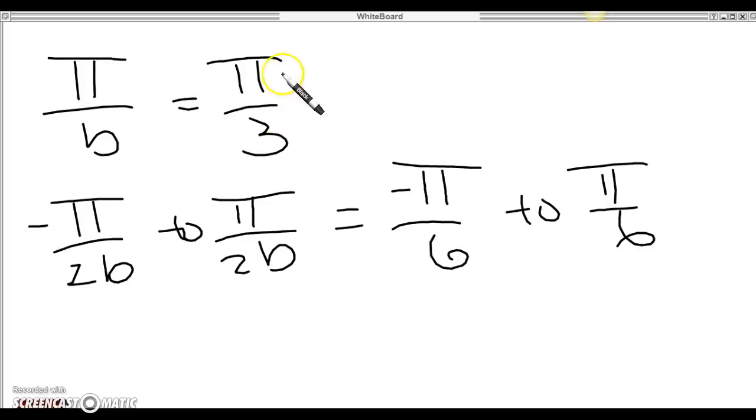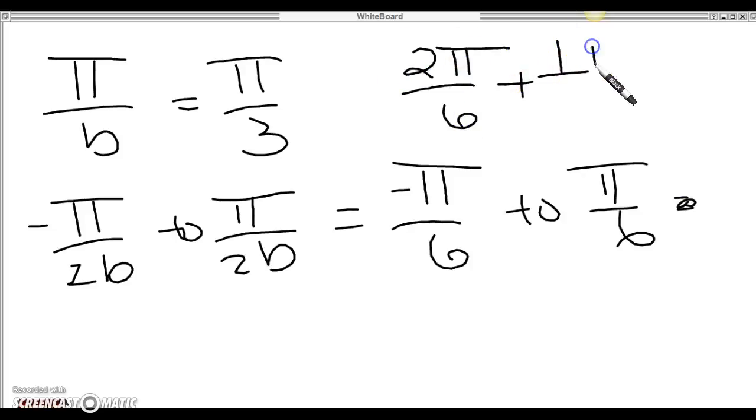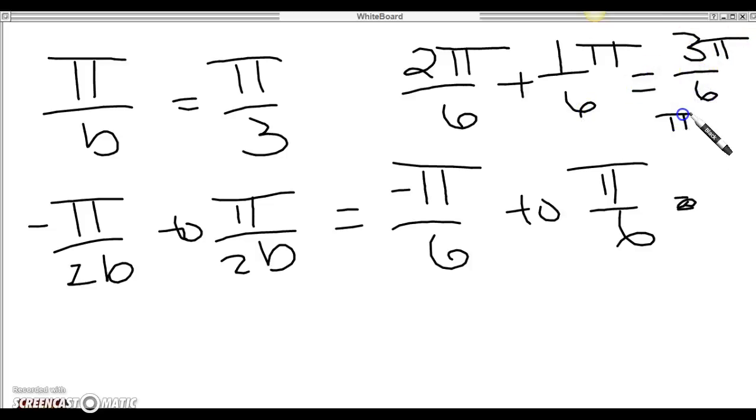If I want to find the next one, I can just add pi over 3 to this pi over 6. So that's 2 pi over 6 plus 1 pi over 6, which is going to give me 3 pi over 6, which is really pi over 2. So the next asymptote will be pi over 2. Okay?